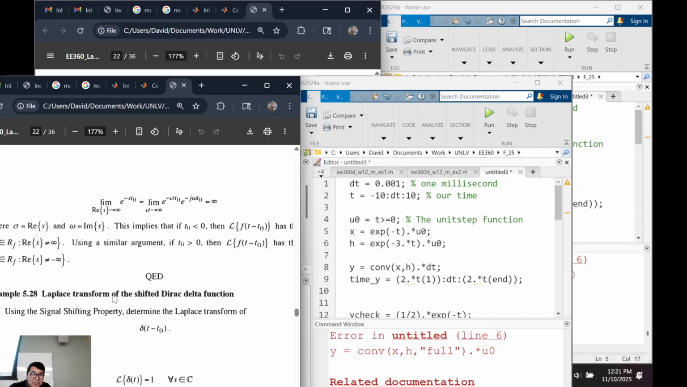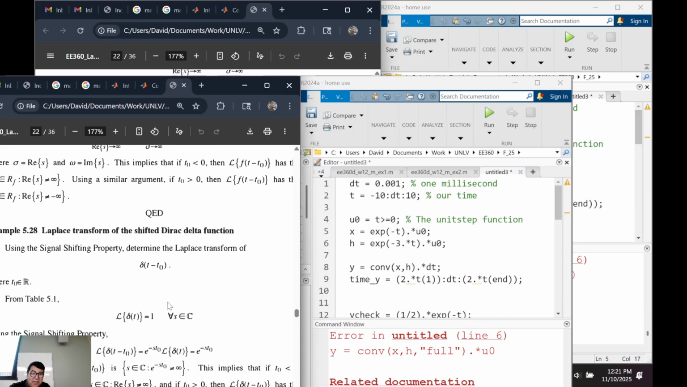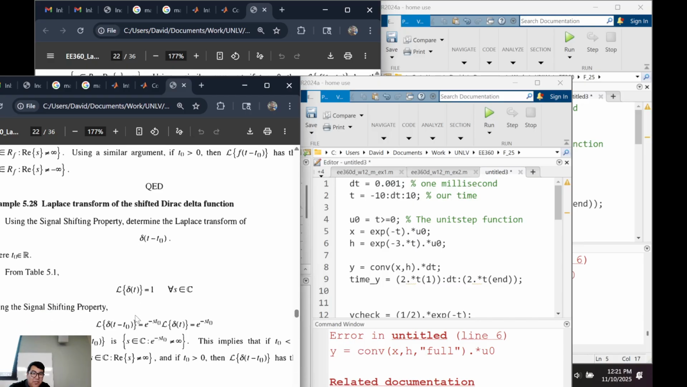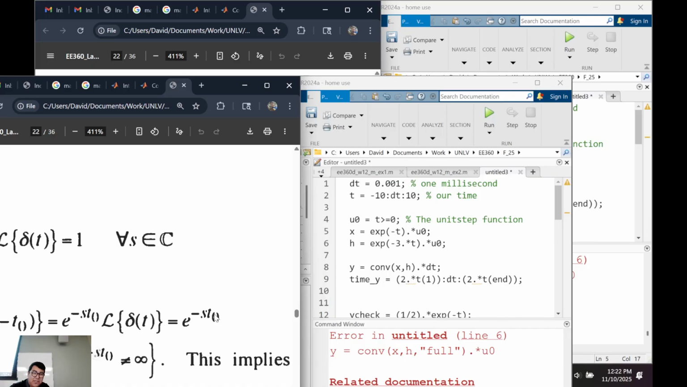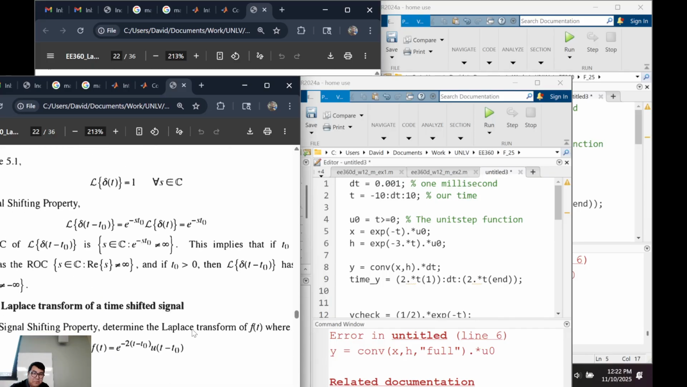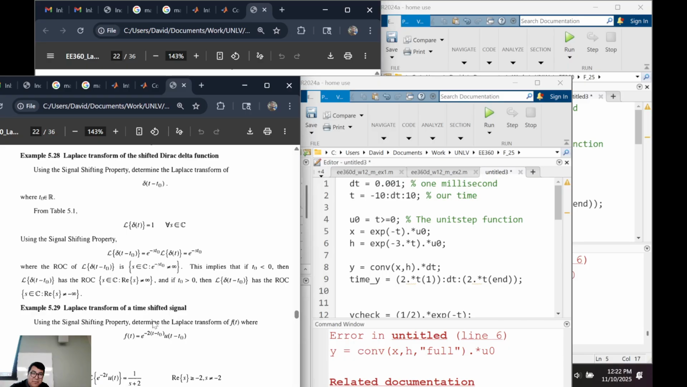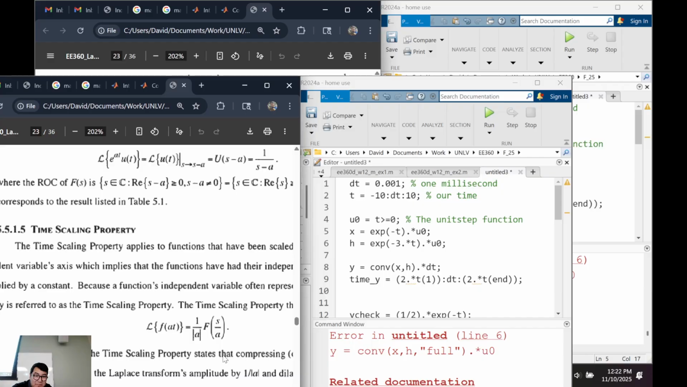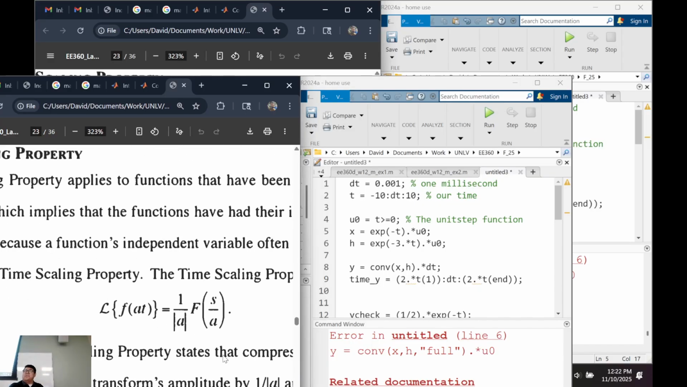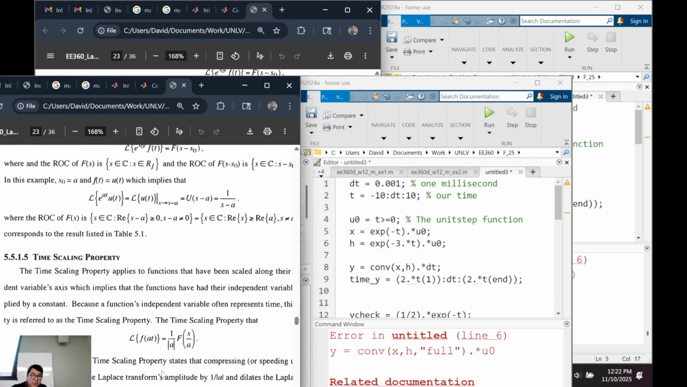Let's see. Laplace transform of a shifted Dirac delta. You know this right here. This is literally just e to the -st naught, just a phase, not a shifted pole. That's it. Laplace transform of a time shifted signal. No, I don't want to read through all this. Time scaling. You can read through this in Lathi's outline. That's all I'm saying. That's all you can do.